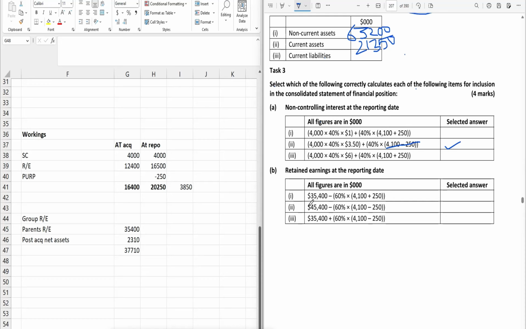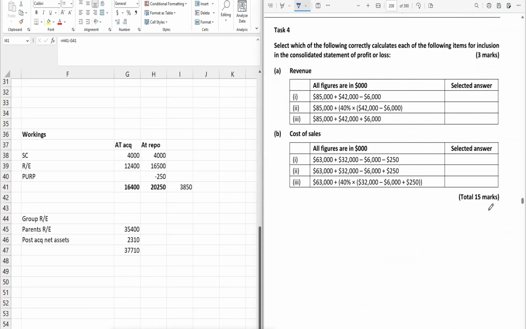And for the net asset, we will take 60% into 38,500. And how has 38,500 been arrived at? 4,100 minus 250. So there is only one option. There are two options again, but the second one has already been eliminated. And from 1 and 3, option 3 has the one where they have subtracted 4,100 minus 250, then taken 60% of the value. So this one is correct here.